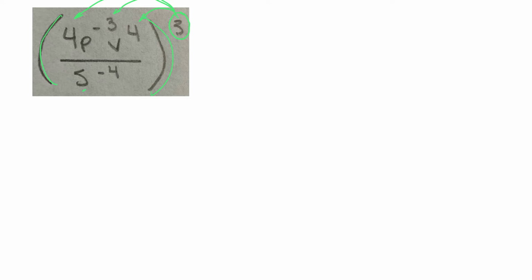So I'm going to raise that, and I'm going to raise this guy. So 4 to the power of 3 is 64. And then p to the minus 3 times 3, so I'll multiply those exponents. So it would be p to the minus 9, v to the 12, over s to the minus 12. Feeling pretty good at that point.